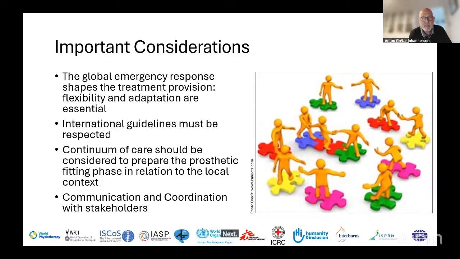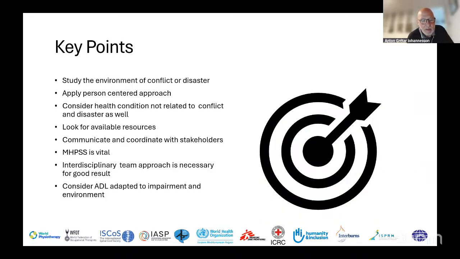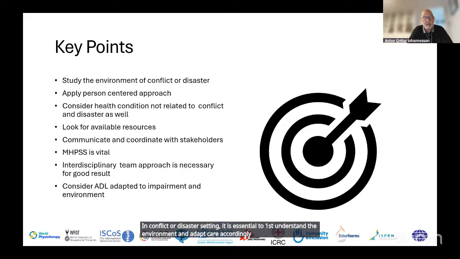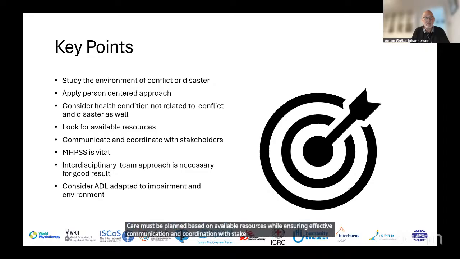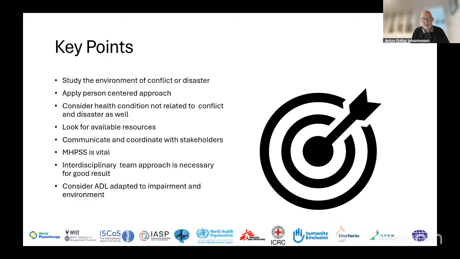Next, please. In conflict or disaster setting, it is essential to first understand the environment and adapt care accordingly. A person-centered approach should guide all intervention, taking into account not only injuries related to the event, but also pre-existing health conditions. Care must be planned based on available resources while ensuring effective communication and coordination with stakeholders. Over to you, Ruben.